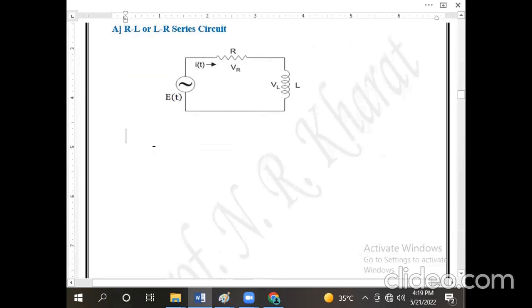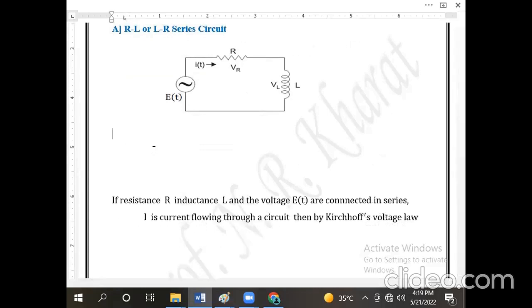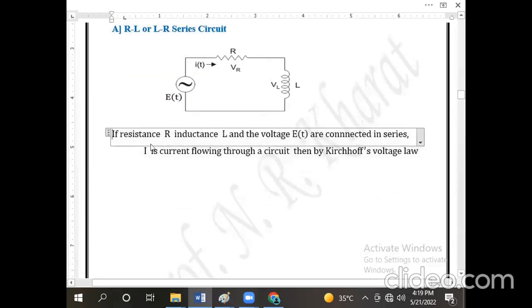So we already know the Kirchhoff voltage law, the voltage across the circuit. Here the R, your L and the voltage E are connected in series. The current I is flowing in the given circuit. Then by Kirchhoff voltage law, we know that the voltage across your resistor, VR, plus the voltage across your inductance, that is VL, the summation of both is equal to the applied EMF.